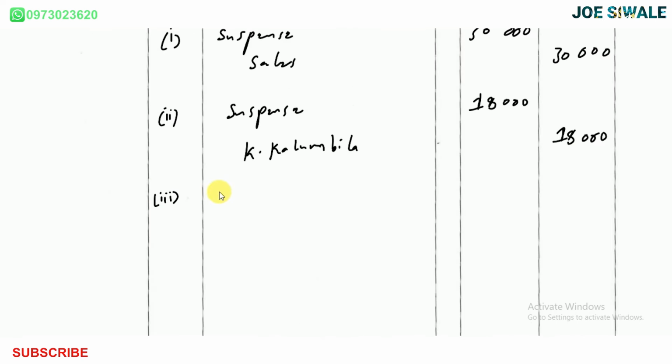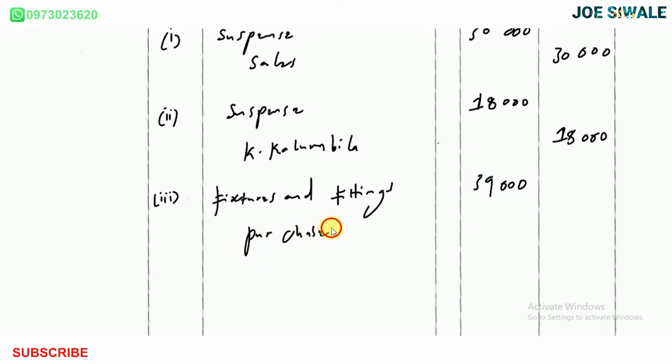So we're going to debit fixtures and fittings with 39,000 there. Then for the purchases account, we're going to credit there 39,000. Let us look at another transaction.